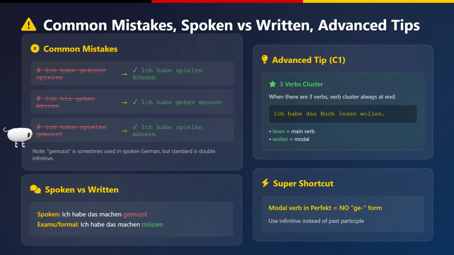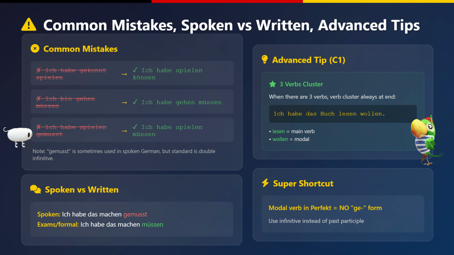The common mistakes include using the ge form wrongly. For example, ich habe gekonnt spielen should be ich habe spielen können. Some people say ich habe das machen gemusst in casual speech, but the standard written and exam form is ich habe das machen müssen. Spoken versus written. In fast conversation, you might hear the ge form, but in formal German or exams, you must use the double infinitive.